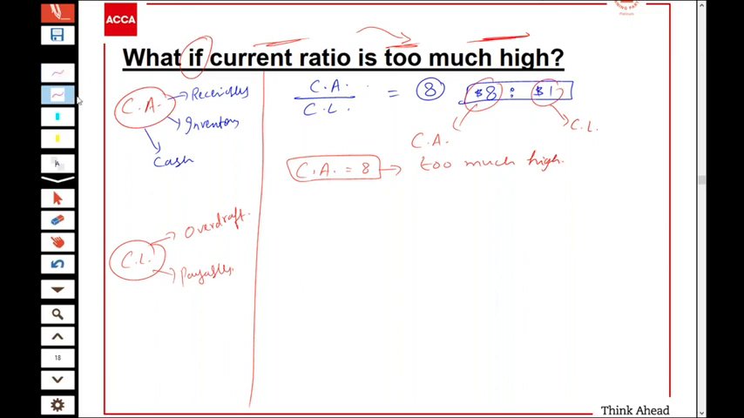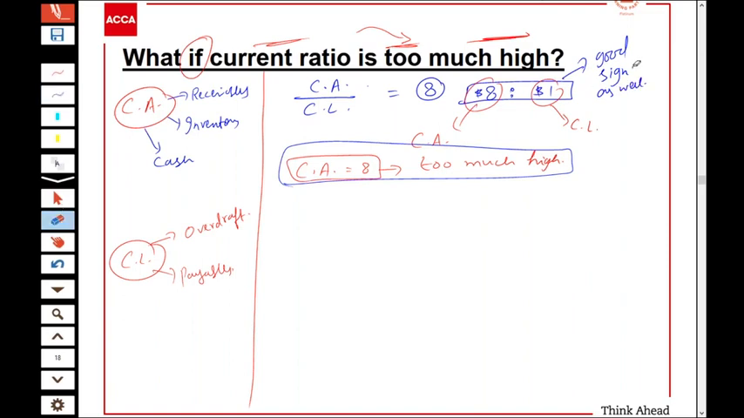So what may be the problem? First of all, it is a good sign as well. But when something exceeds the limit, it will be harmful. For example, everybody loves sweet dishes, and if you consume more than your appetite, it will convert into a disease, the sugar problem. Or you like cheese, but if you consume more than your appetite, there will be a digestion problem. If anything is too high, it will be harmful.